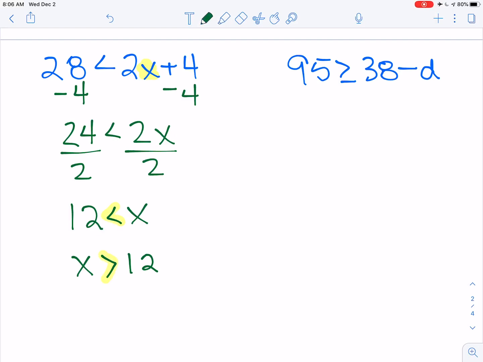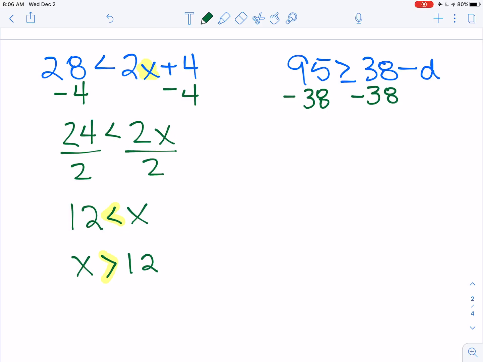All right, let's look at this one. This one's going to involve a couple of extra steps, but we can work through this. So I have this 38 minus d. Even though that minus sign is after the 38, we have to look at the sign that's in front of the 38. And that 38 is positive, so I'm going to do minus 38 to both sides. So I'm still getting rid of what's being added or subtracted with this variable, but since the 38 is positive, I have to do a minus 38.